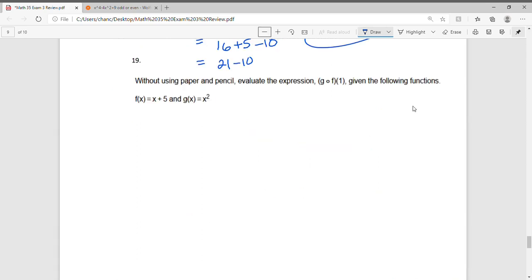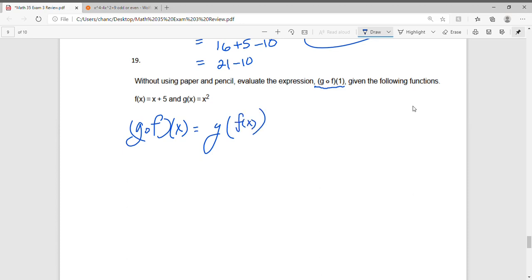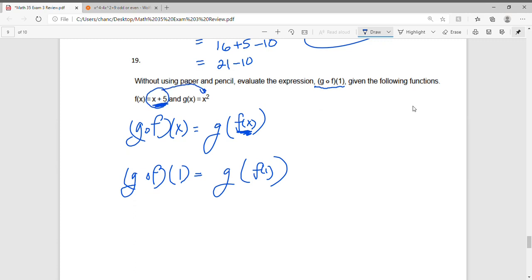Question 19. Without using paper and pencil, evaluate the expression g of f of 1. Recall g of f of x is equal to g of f of x. So we're going to plug in the entire f function into g. Now for this case, we're looking for g of f of 1. What that means is we're going to plug in a 1 into the f function, and then whatever we get from that, we're going to plug that into the g function.